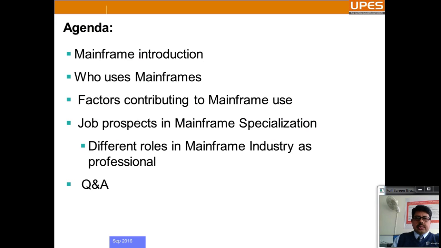The agenda for today is that we are going to cover mainframe introduction, who uses the mainframes, and the factors contributing to mainframe use. In parallel, we are discussing job prospects in mainframe specialization, under which we will discuss different roles in the mainframe industry as a professional. At the end, you can raise your queries in the question and answer session.